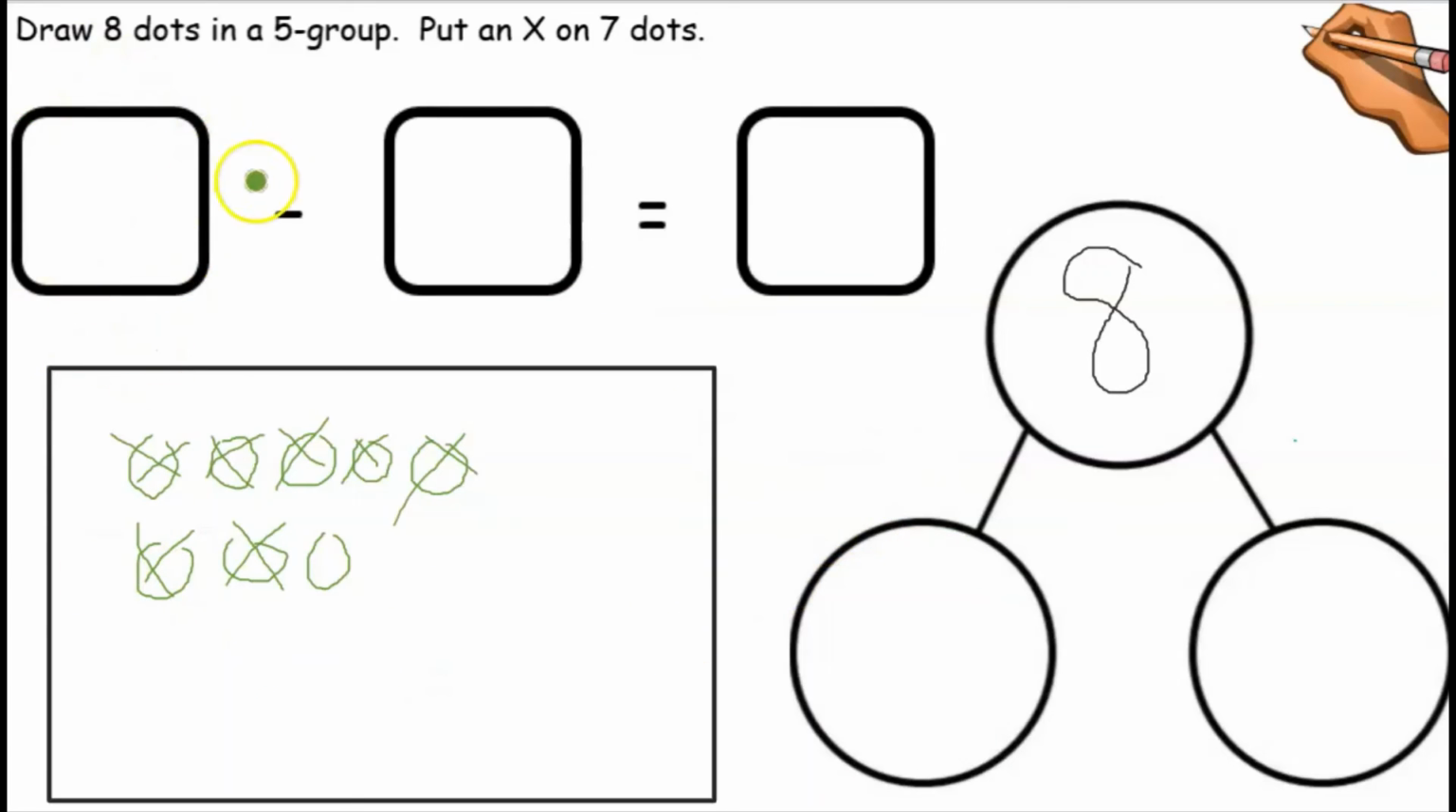All right, what comes first? 8. 8 represents my 8 dots. Minus, right, we crossed out 7. 7 represents the 7 dots I crossed out, which means that I have 1 dot left. Let's fill in our number bond to match. We started with 8. We took away 7. I'm going to write 7 and immediately cross it out because that's how many we took away. And then I have 1 left.